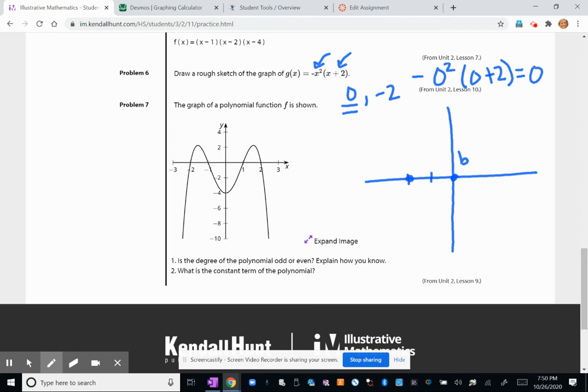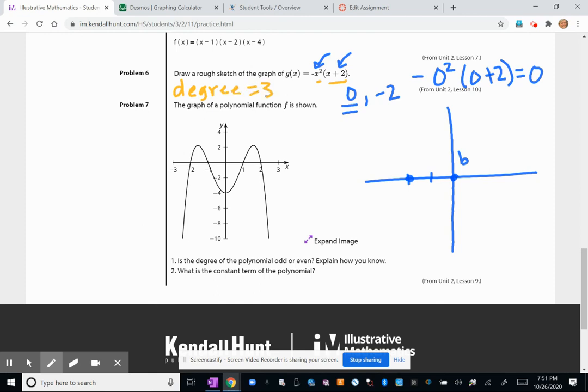All right, next is the end behavior. Well, to determine the end behavior, we need to know the degree. Is it even or odd? So the degree of a polynomial in factored form is the sum of the degrees of all of its factors. So this factor has a degree of 2. This factor has a degree of 1. So the overall degree of the entire polynomial is 2 plus 1 or 3. So the degree is equal to 3.